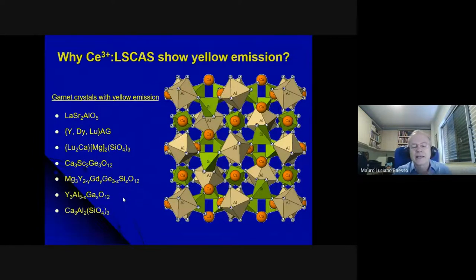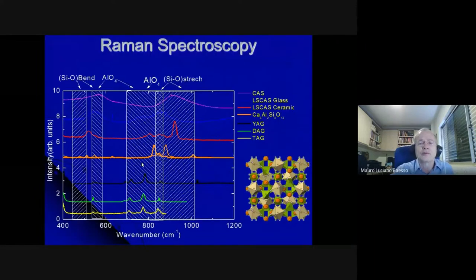Why does our glass emit in the yellow? We didn't find any other glass that emits in the yellow. Our explanation is that it has some kind of garnet structure, like the YAG crystals, and this is probably the reason why we have the yellow emission. And we also have Raman spectroscopy showing that.